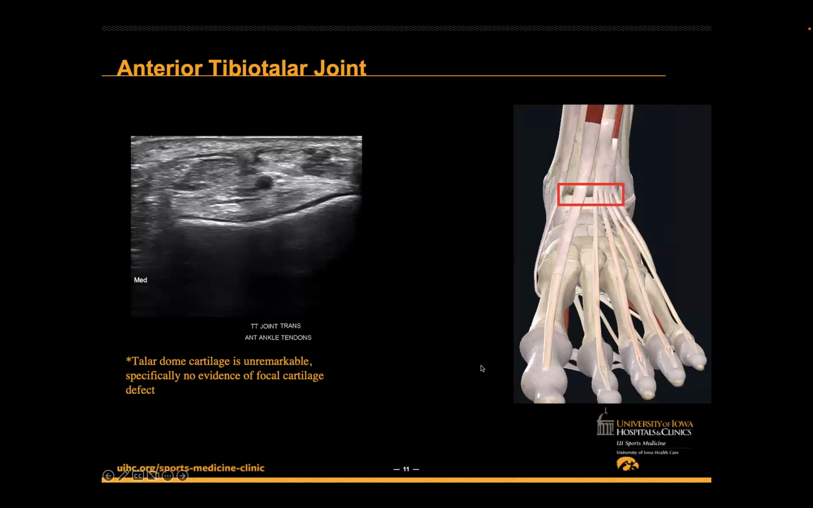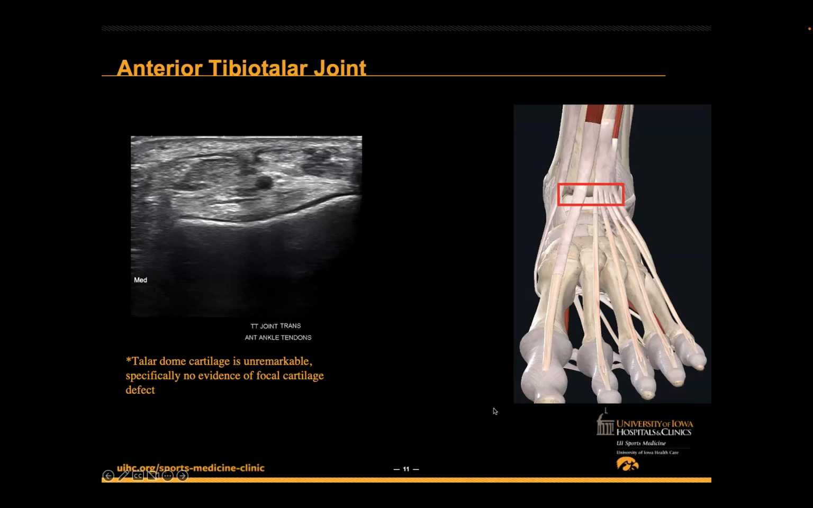Rotating into a transverse view or short axis view of the tibio-talar joint, you get a really good view of the entire width of the talar dome cartilage here. Again, we see uniform thickness, a few millimeters, and no focal cartilage defects missing. And same with the underlying talus, there's no bony abnormalities there.